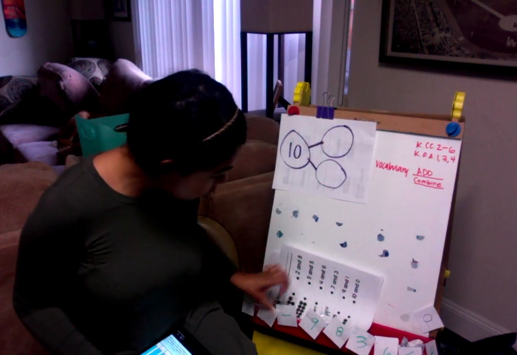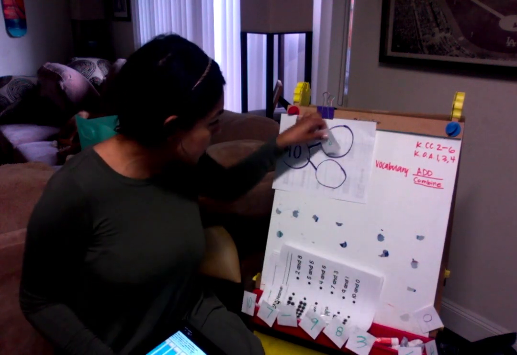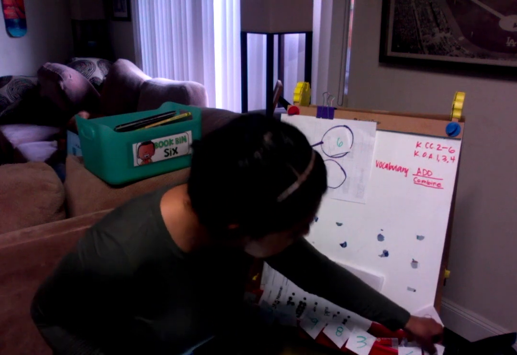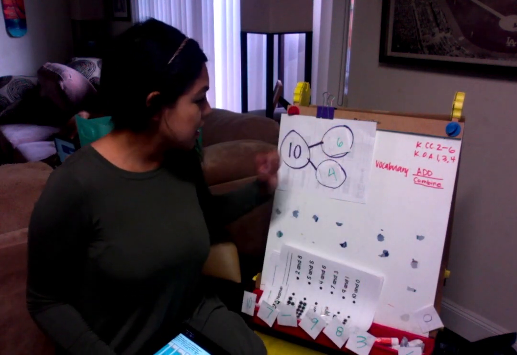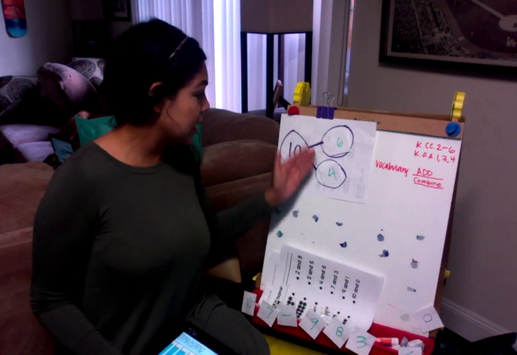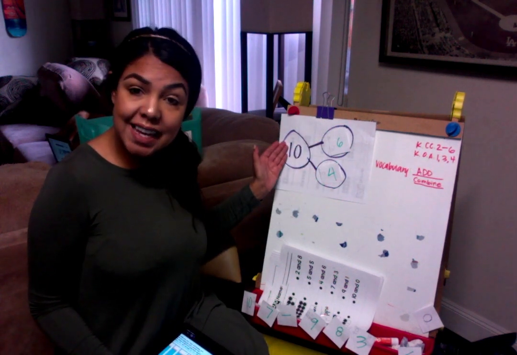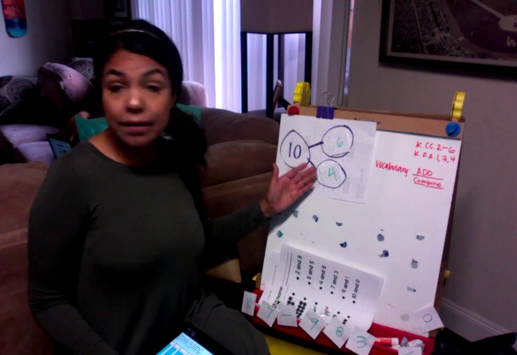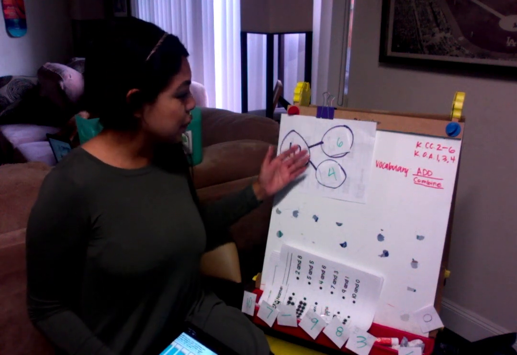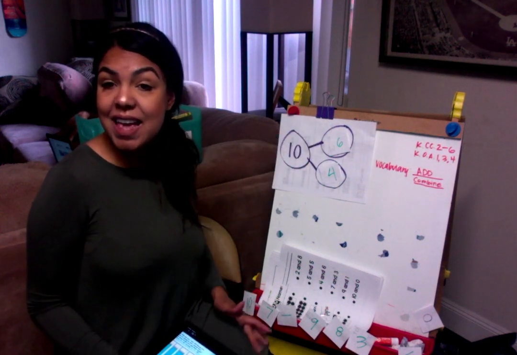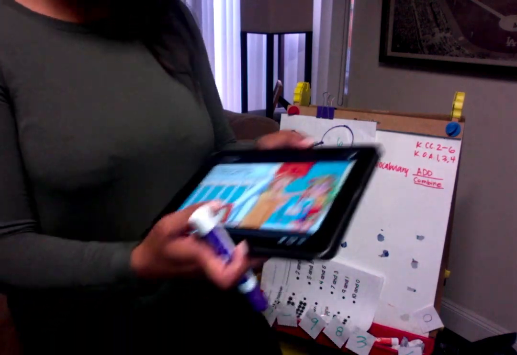Good. 6 and 4. So I'm going to put a 6 and I'm going to find a 4. 6 first because that's the first number I heard, then 4. 6 and 4 make 10. Is that correct? Good. 6 plus 4 is 10. Everyone together? 6 and 4 make 10. 6 plus 4 equal 10. Good. Very good.